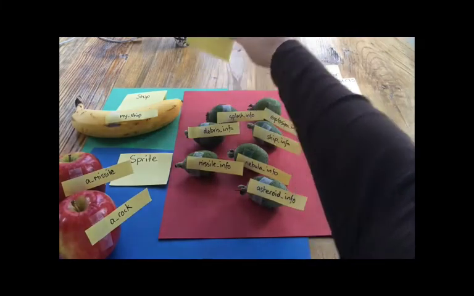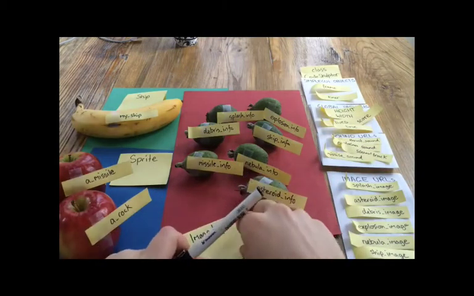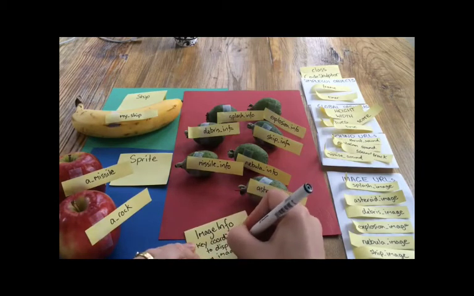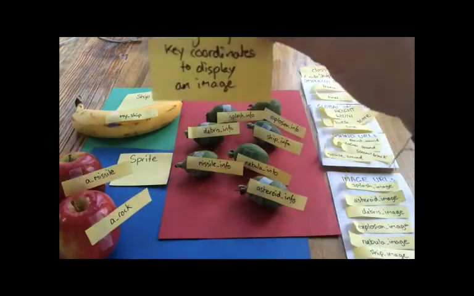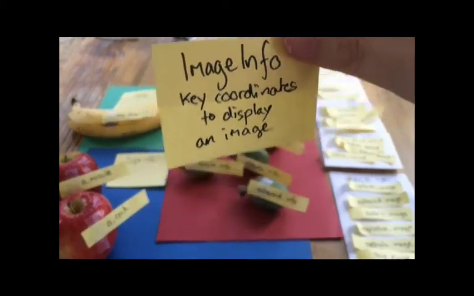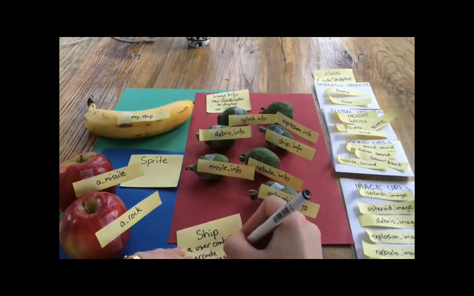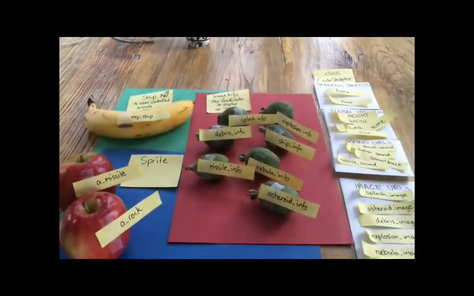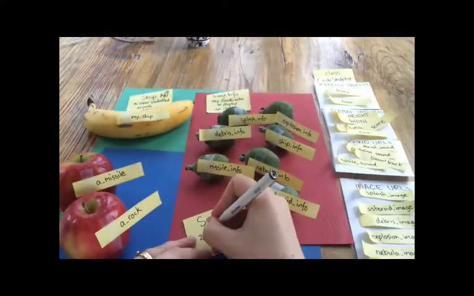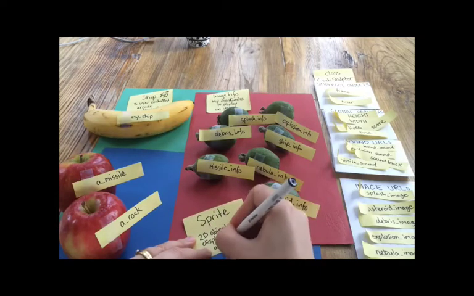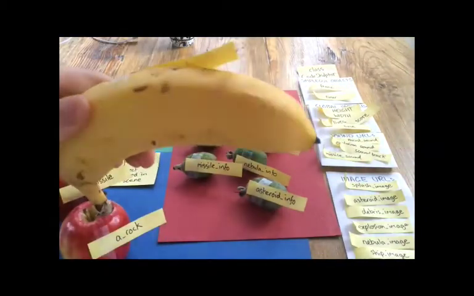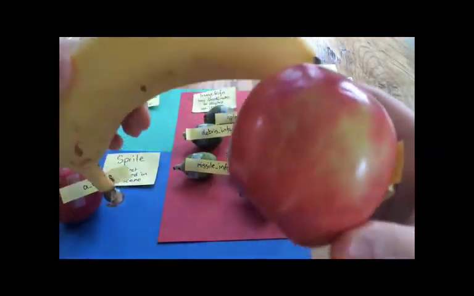Now we're up to step 3. We have to think about how some of these objects are used to build other objects. And to do that, we first need to get a bit of an idea of what the different objects are. The image info objects hold key coordinates to display an image. The ship object is a user-controlled arcade-style spaceship. And finally, we have the sprite. A sprite is a 2-dimensional object displayed in a scene to give a visual illusion that there's a real object or character moving about there. So what exactly is the difference between a sprite object and a ship object?